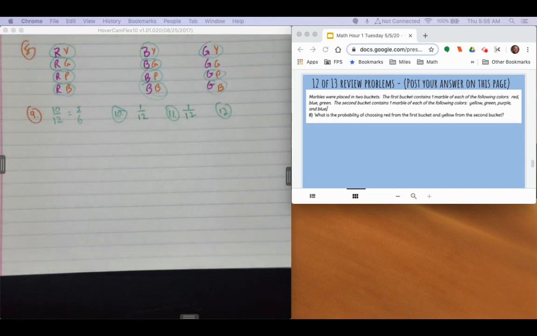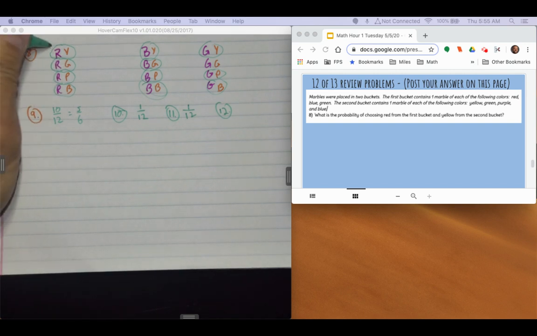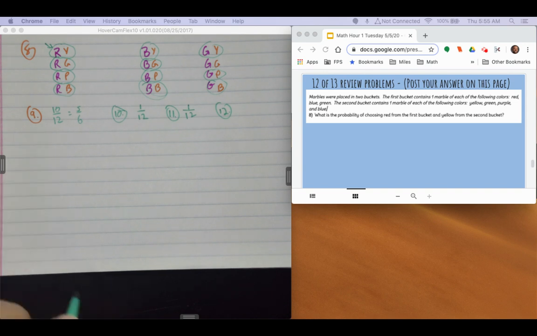All right. Number 8, what is the probability of choosing red from the first bucket and yellow from the second bucket? Well, there's only one on here that's red from the first bucket and yellow from the second bucket. They use the word and, so again, that's going to be 1 out of 12.